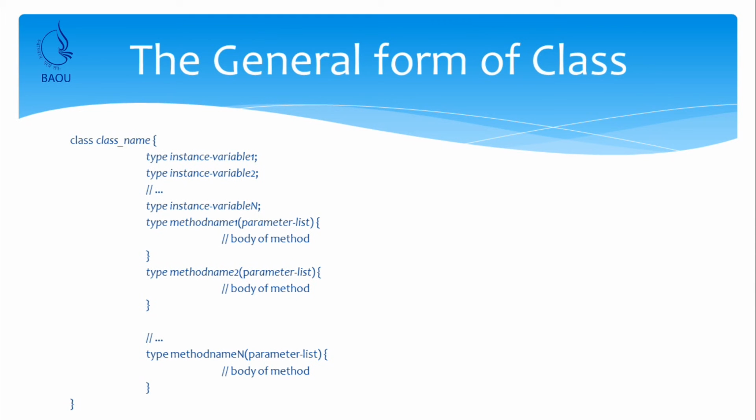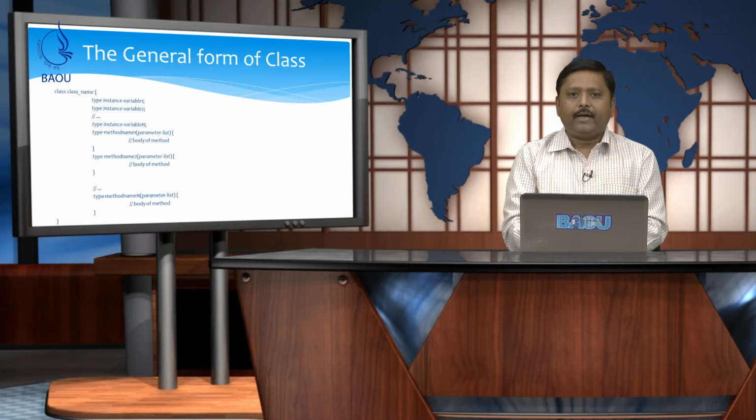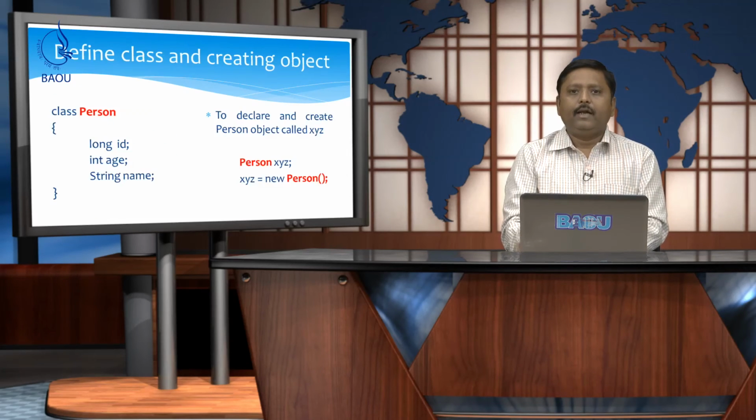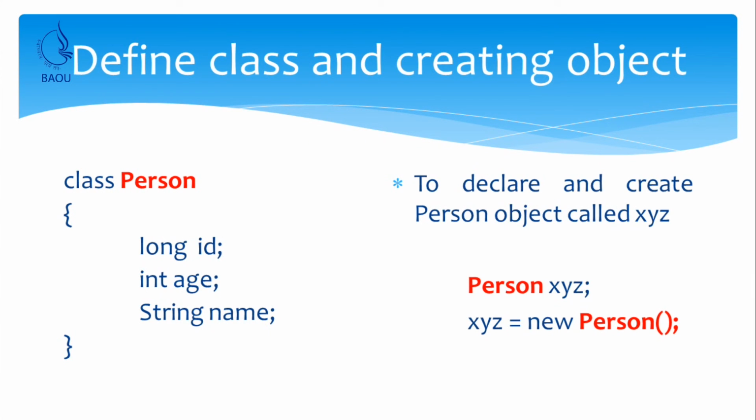So, this is the general form of a class, but now we take one example so that you can better understand how to define a class. Let us take the example of class Person. So, in Person we can have ID which represents the ID of the person. Every person has an age and name also. So, ID is of type long, int represents age and name is a String. So, this class has three instance variables: ID, age and name.